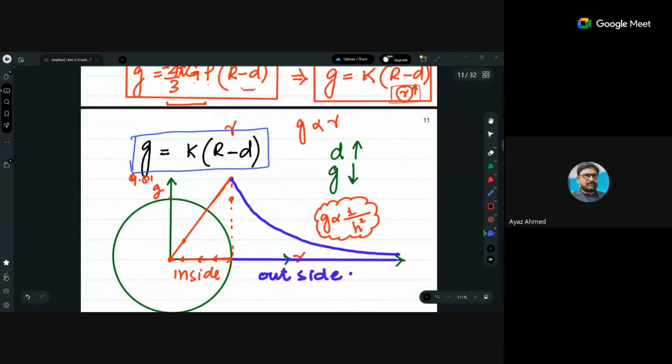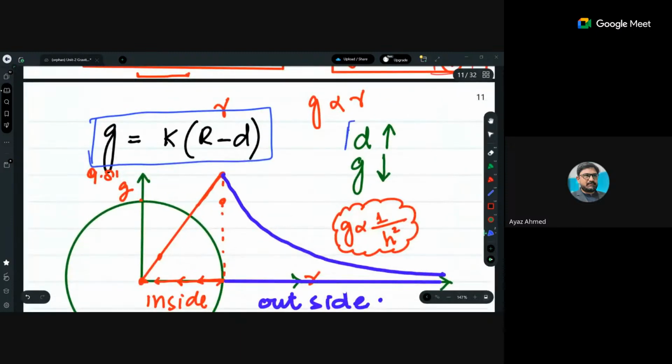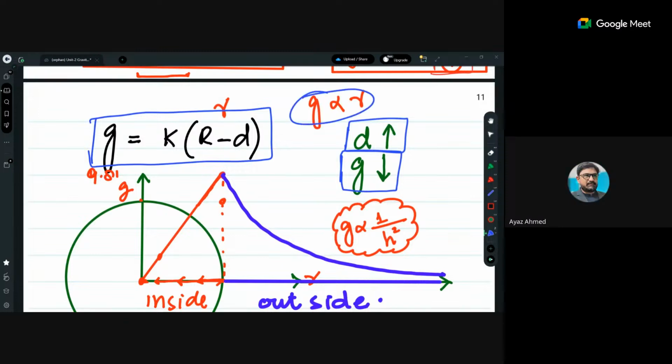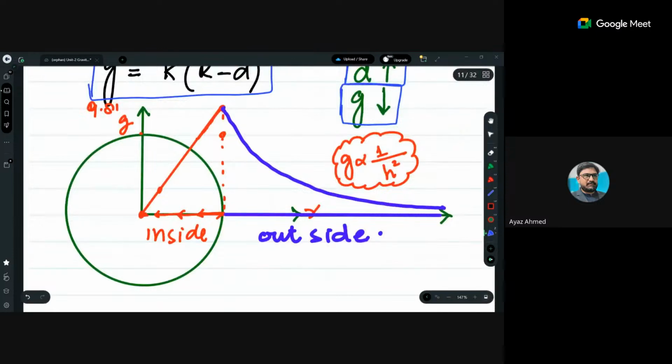So I told you that day that as you are moving in, d is increasing, and when d is increasing your g is decreasing as you are getting closer to the center. So this is what it is: g is directly proportional to small r, this is the small r value. Okay? These calculations will not be asked to you for derivation.